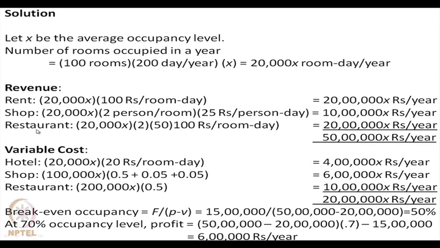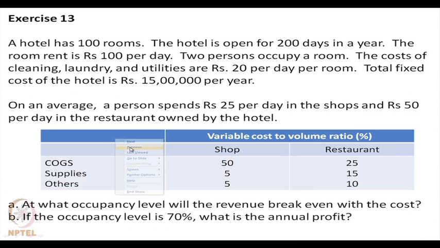And in similar fashion, we can find out about the restaurant, and that is 20 lakh rupees per year, and all this add up to 50 lakh x rupees per year. So, this is the revenue. Now, we come to find out the variable cost. The variable cost, as it says, it is a function of this 50, 5, 5, all this, they are variable cost to volume ratio.